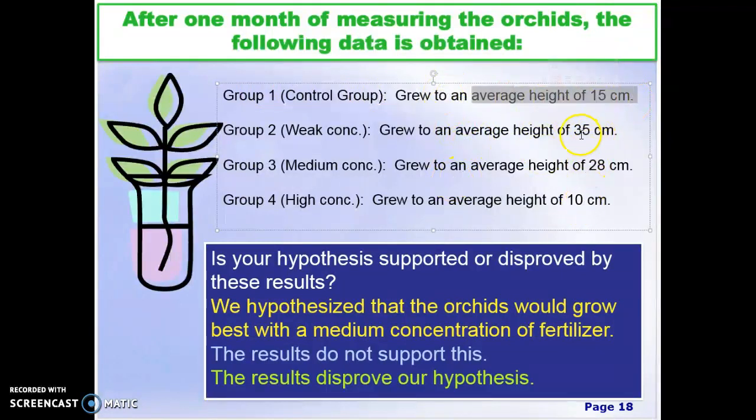All right. If we didn't do this, we would have no idea. 35, 28, 10. Well, what if without fertilizer it grew 45 centimeters? We would have no idea. It might actually be hurting the plant. So by just using the control group without the fertilizer, it grows 15 centimeters.